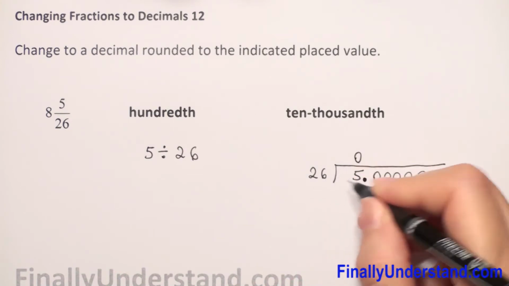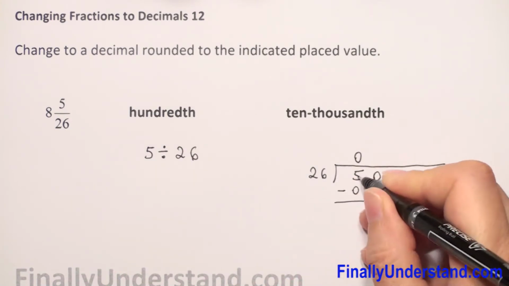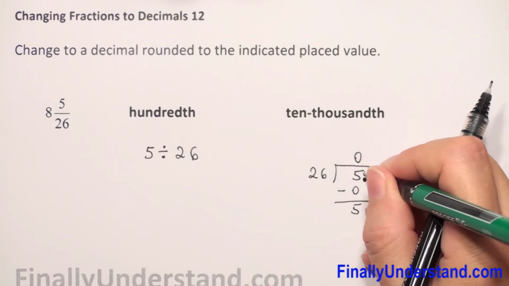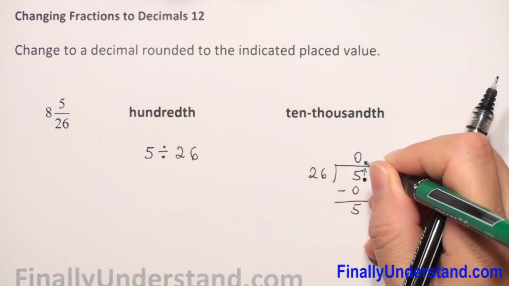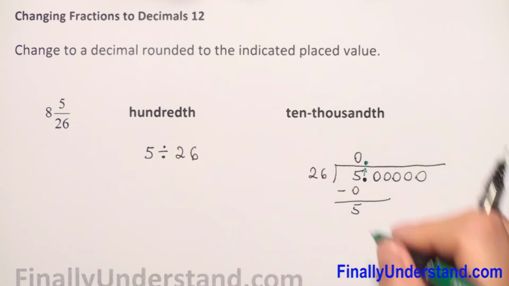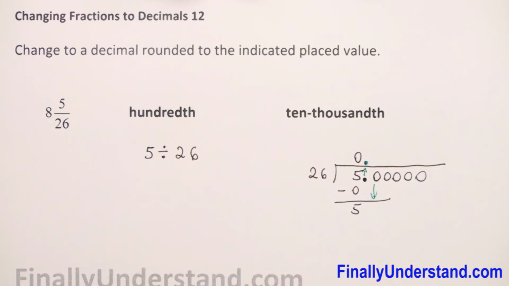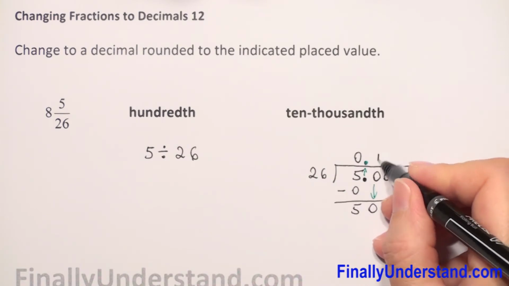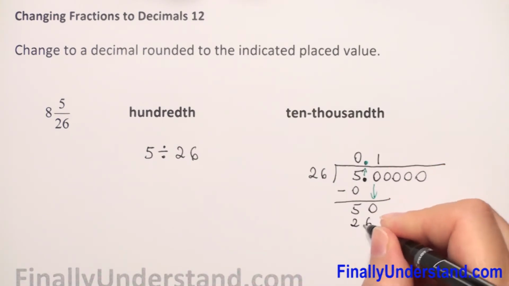How many times can we put 26 into 5? 0, of course. 0 times 26 is 0. Subtraction: 5 minus 0 is 5. We copy the decimal point exactly in the same column. We have to take down the next digit. So we have 50 divided by 26 is 1. 1 times 26 is 26.